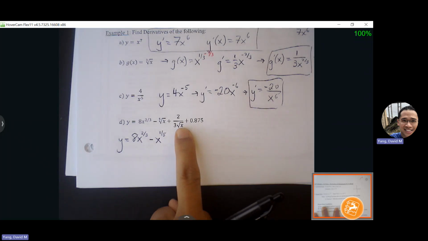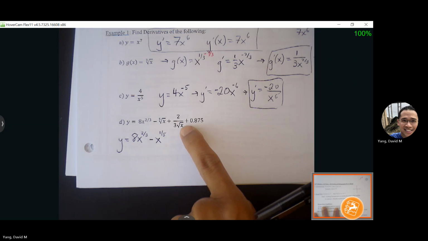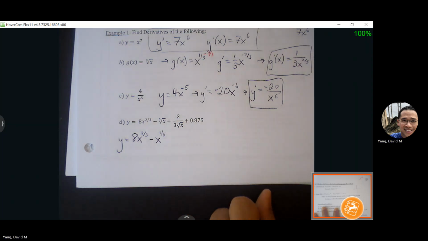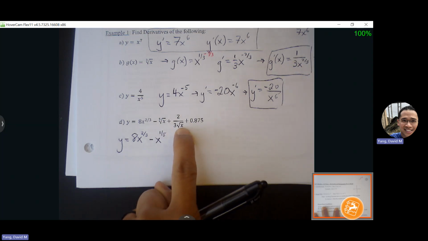There's 2/3 root x. Is it ready for power rule? There's two things that need to happen. What needs to happen? Yeah, I need to rewrite that root x as x to the 1/2, and that x is going to come up as x to the negative 1/2.